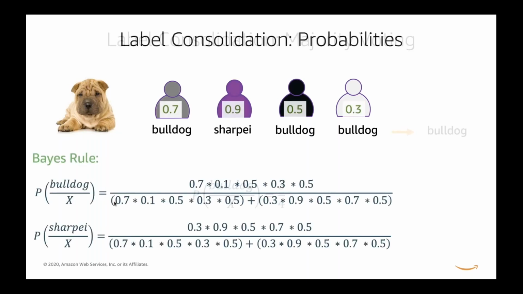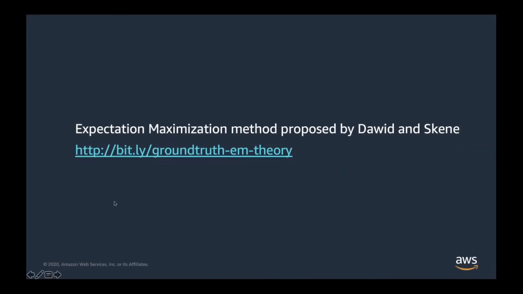So with Ground Truth, you also get the ability to take advantage of probabilities and Bayes' theorem. Specifically, we're using something known as expectation maximization. And in this case, you're taking a look at the accuracy of these labelers as well. And now you're seeing that even though only 1 out of 4 people said Shar-Pei, Shar-Pei was actually the correctly labeled answer here. And if you're interested in learning more about how we're using that specific algorithm, here's a link that you can feel free to check out, on how we're taking advantage of expectation maximization for that accuracy.